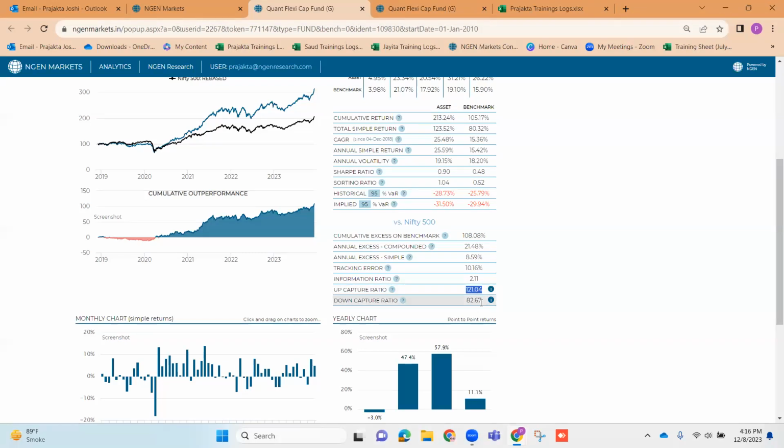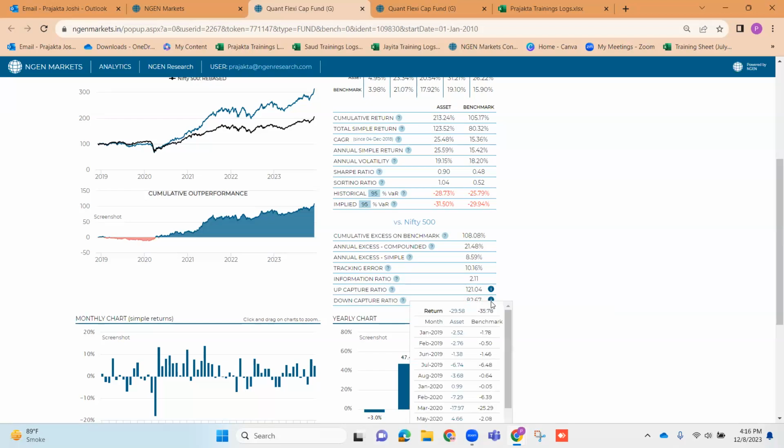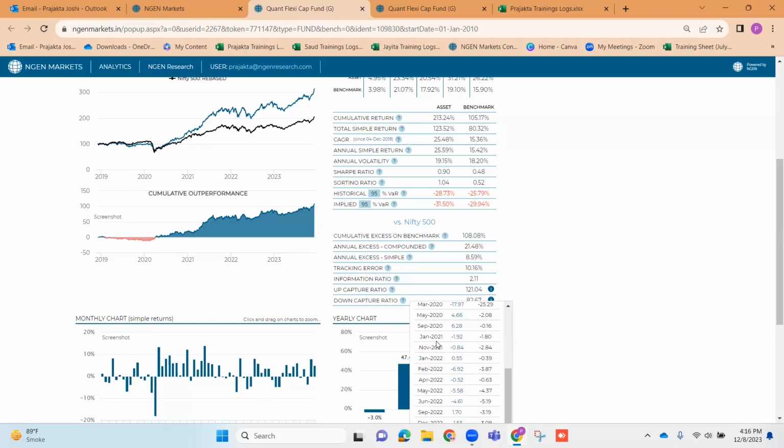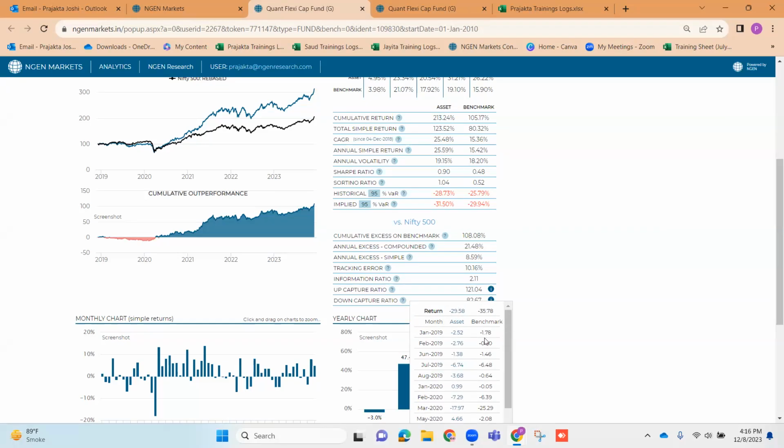The exact opposite is the understanding of the logic of the down capture ratio. It tells you how resilient, or rather how much the fund falls by when the benchmark is typically in a bear run. Now, why do we say this is a bear run? Because month on month, we have considered only those months when the benchmark gave a negative return. You will never see a month for the benchmark which has a positive return here, because that's the simple reason for a down capture ratio.